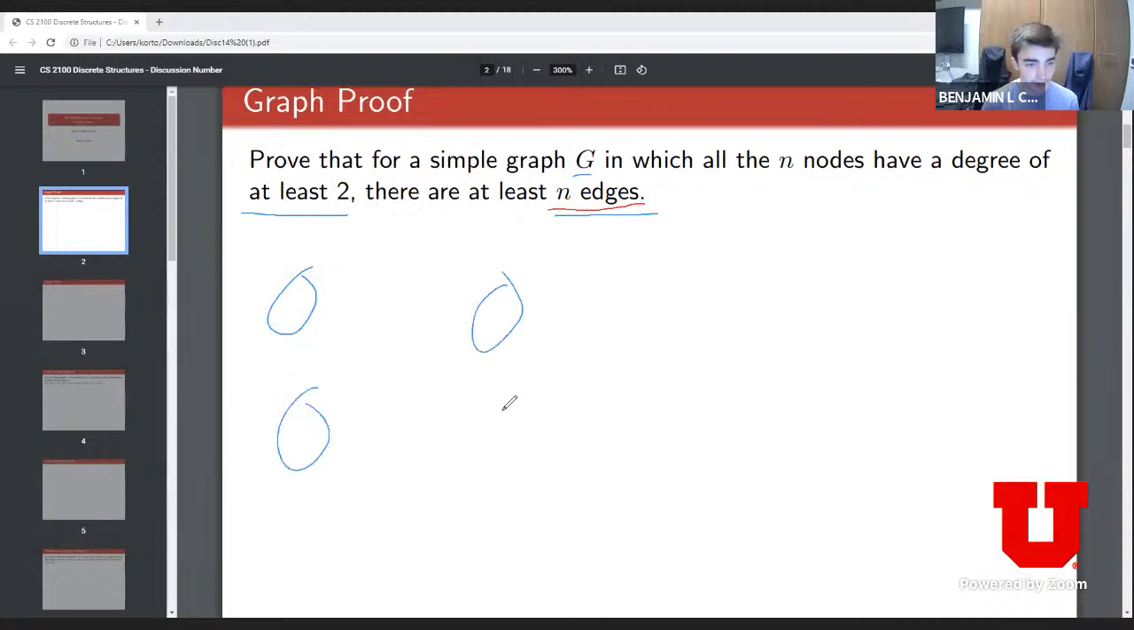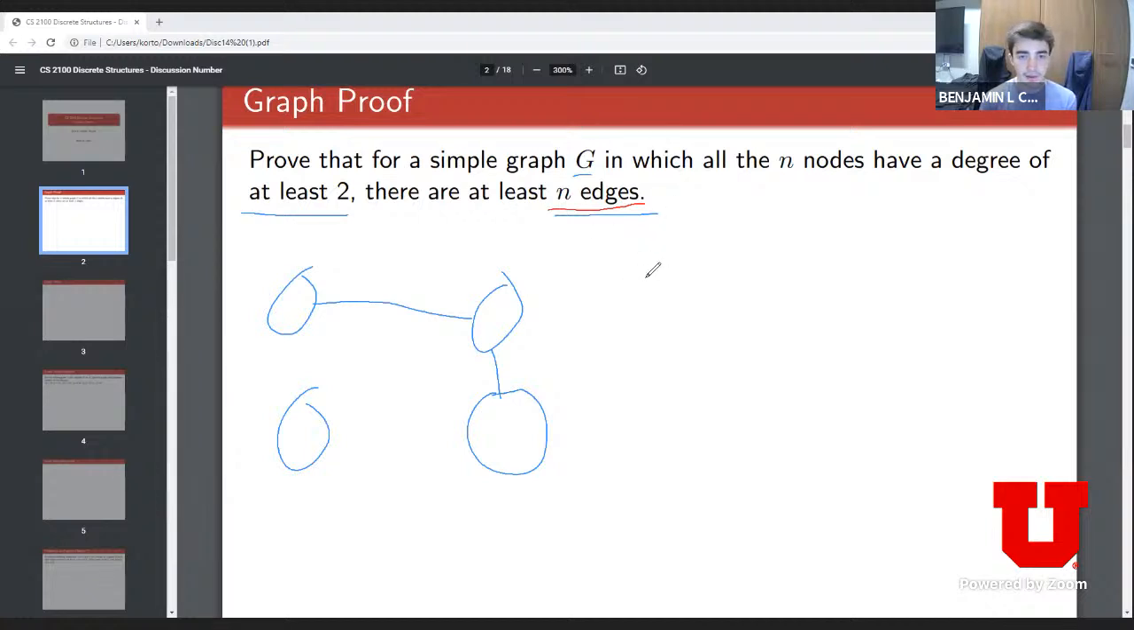What does it mean that the graph is simple? Well, if the graph is simple, it means we have no self loops. Then it also means we have no double edges. And we also know that every node has degree of at least 2. So for every node, there's at least 2 edges coming from that node, right? So the first piece of information that might be useful is, how does the number of edges relate to the sum of degrees in the graph?